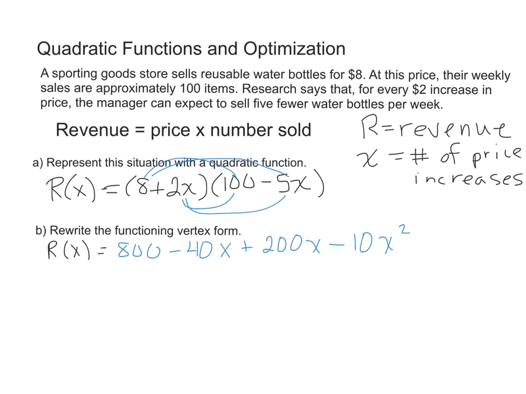It's now almost in standard form. We just need to do the simplifying part, so combining like terms and putting things in the right order. I'm going to put the negative 10x squared first. Why is it negative 10x squared? That came from 2x times negative 5x.